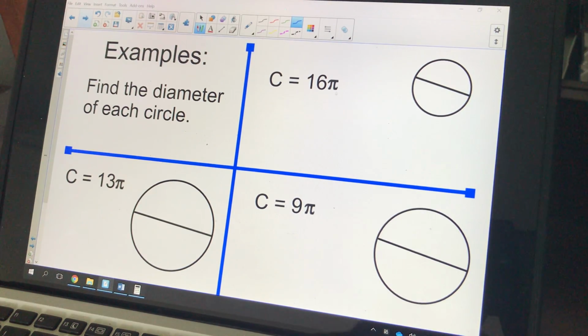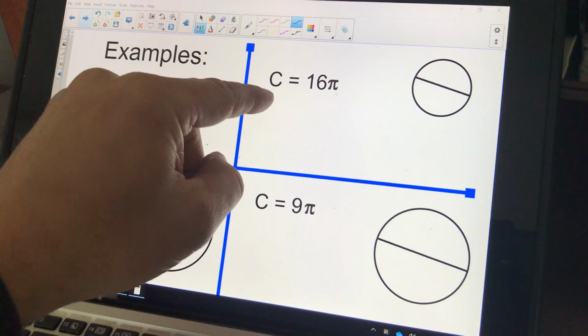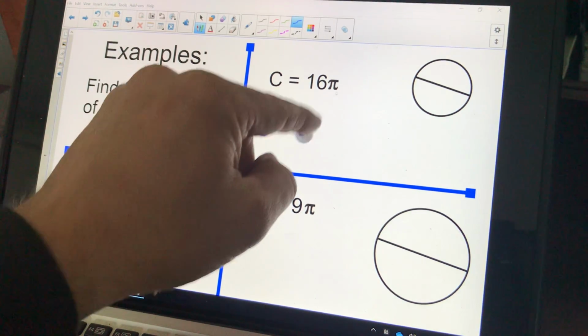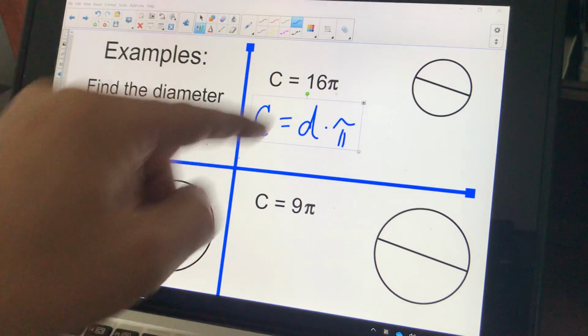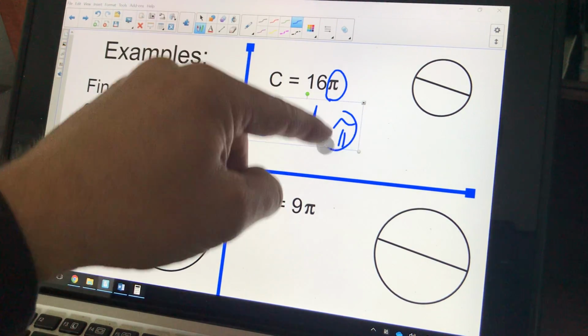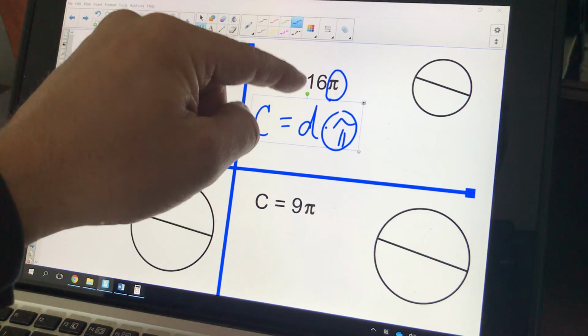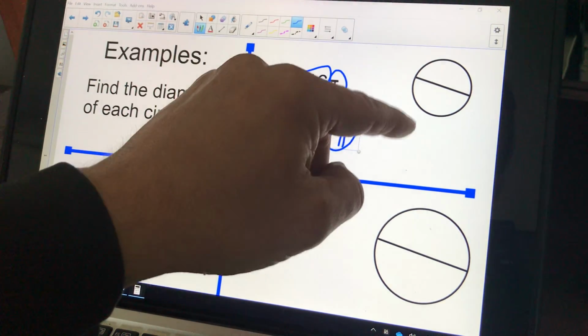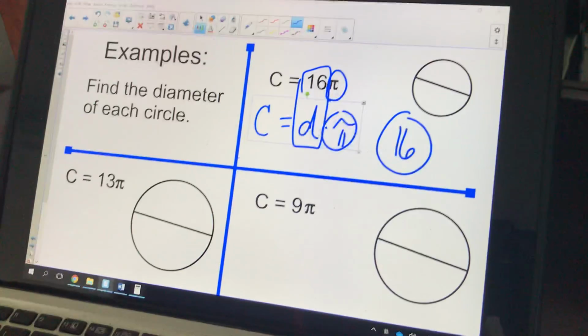So now this page is about the opposite. They've given us the circumference, and they're saying, okay, so what is the diameter, right? Find the diameter of each circle. Guys, this is so easy, right? If we already know the formula is C equals D times pi, then the pi here is already part of it. And that must mean our diameter is 16, right? If it's 16 pi, our diameter has to be 16.